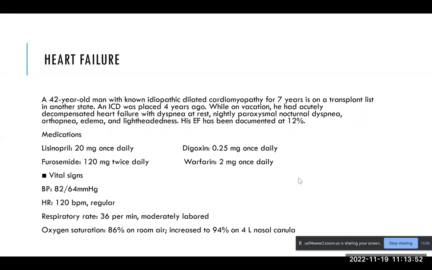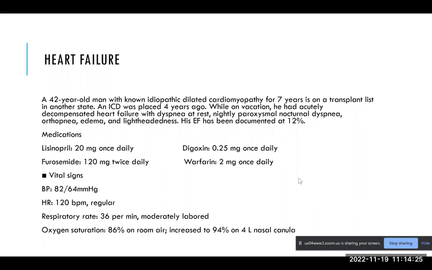42 years old man with idiopathic dilated cardiomyopathy for 7 years is on a transplant list in another state. ICD was placed 4 years ago. While on vacation, he acutely had decompensated heart failure: dyspnea at rest, paroxysmal nocturnal dyspnea, orthopnea, edema, lightheadedness. EF has been documented to be 12%. Medications: lisinopril 20, digoxin 0.25, warfarin 2, furosemide 120 daily.